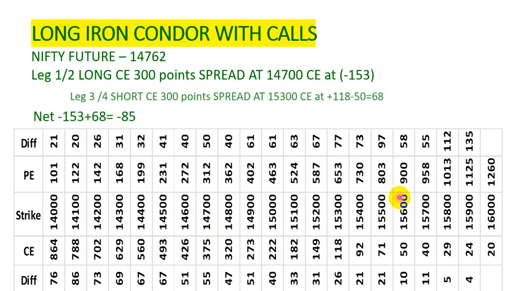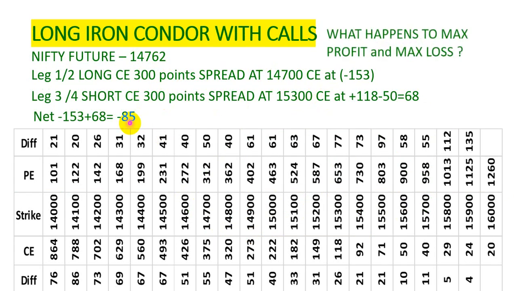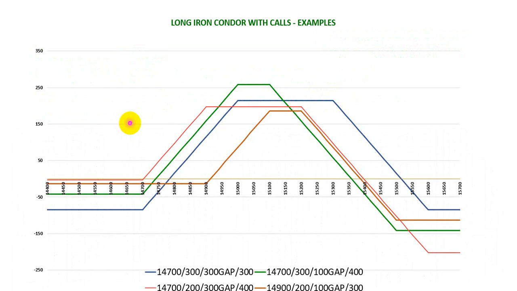I have taken an example where I short a 300 point spread and I buy a 300 point spread. One I deploy at 14,700, one I deploy at 15,300. So how much do I get? Net credit minus 85. This is the example for you. The blue line is always the example which we talk about. The other things are extra options which we have worked out. I have given you clearly this legend also.